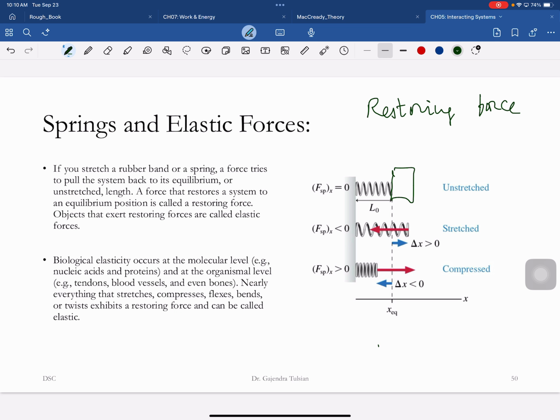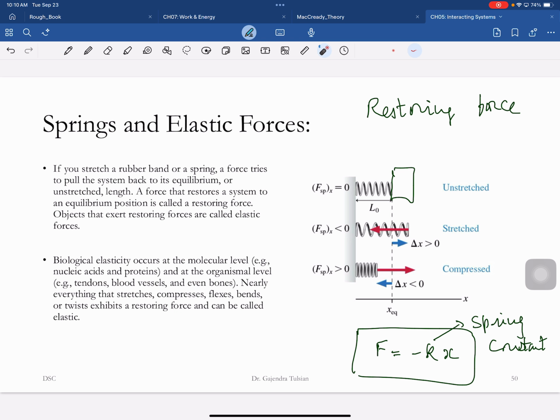By the way, this force is given by Hooke's law. And what this tells you is the following. X is how much you have disturbed it from the equilibrium position. K is the spring constant, and this tells you how stiff the spring is. So the stiffer the spring, the greater the force you need to stretch it.